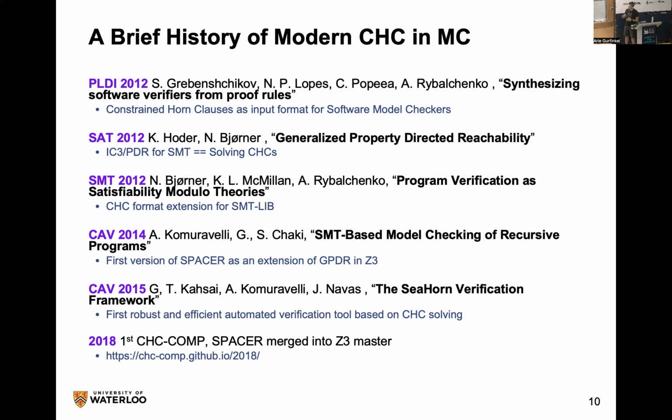And then in the same year, Krystof Hoder and Nikolaj Bjørner had a paper on generalized property-directed reachability. And at this point, IC3, the model checking algorithm from hardware based on SAT, was new. Everybody was looking at how to interpret it from SAT to SMT, how to apply it to software.